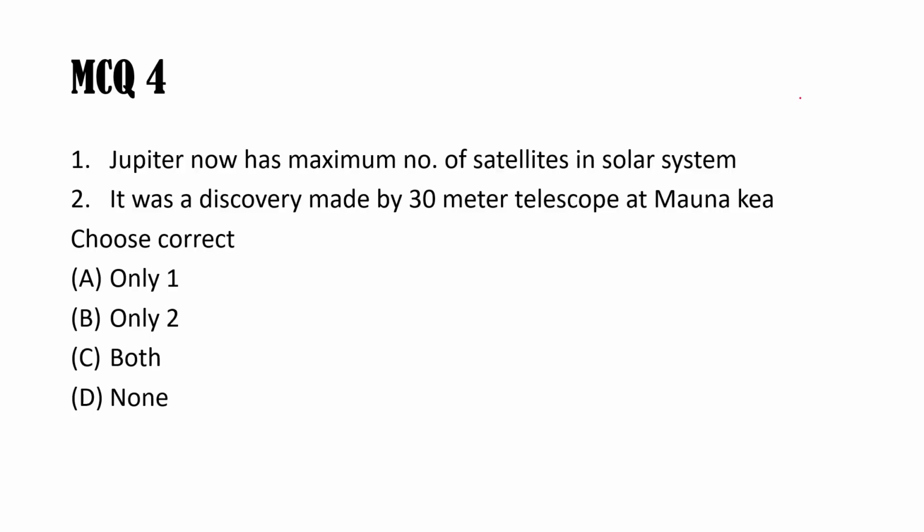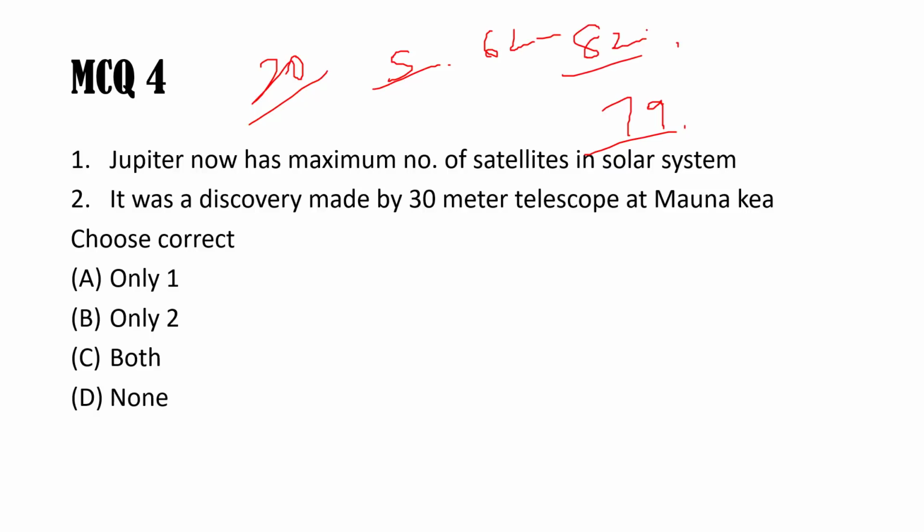Next, Jupiter now has the maximum number of satellites in the solar system. This statement is not correct because Jupiter was having the maximum number of satellites, and that number was 79, but now 20 additional satellites are found for the planet Saturn. Earlier the number was 62. Now it has 82 moons, 82 natural satellites there. You may call them moons.